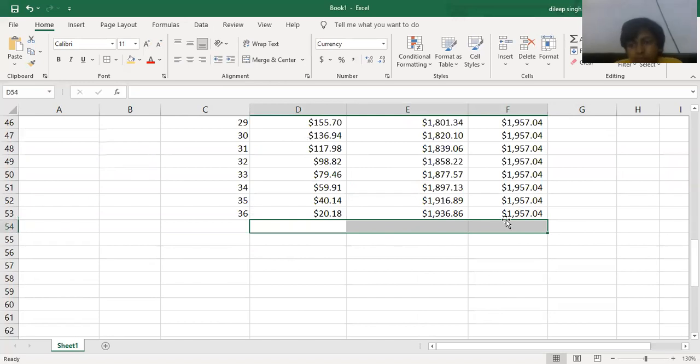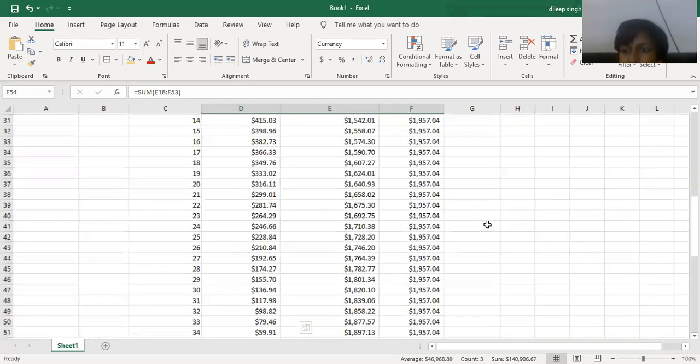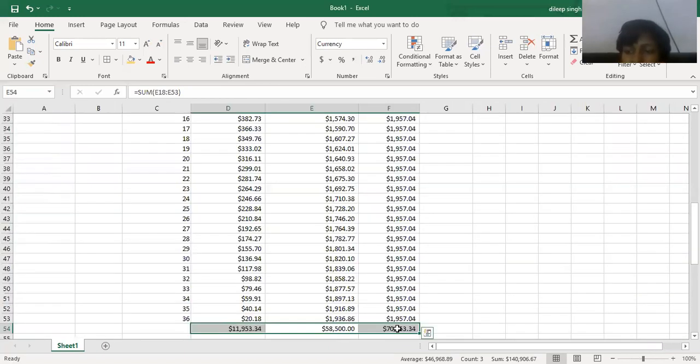Understood? Any doubt? Yes. No, sir. Just do this process. If you have any query, then ask me.